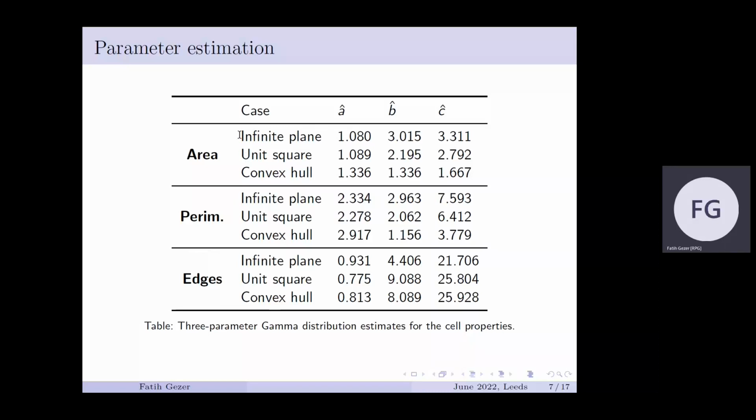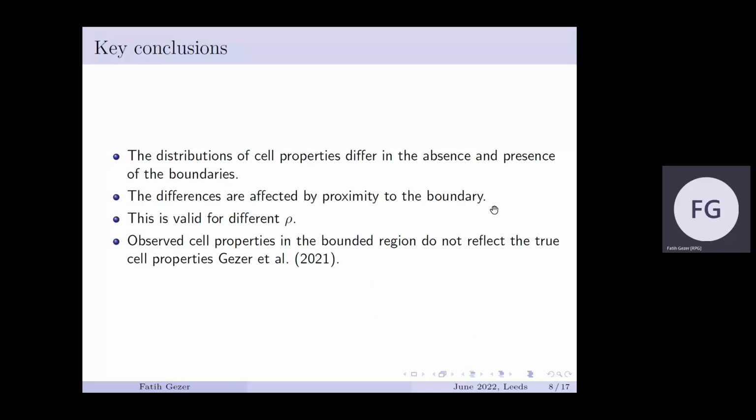And we have 3 cases: the absence of the boundary, where we consider these Voronoi cells as if they are in an infinite plane, or when we use the unit square boundary and the convex hull boundary, we see that the parameter estimates are different. So the cell properties are different. So we have area, perimeter, and edges, and summarized all of these properties.